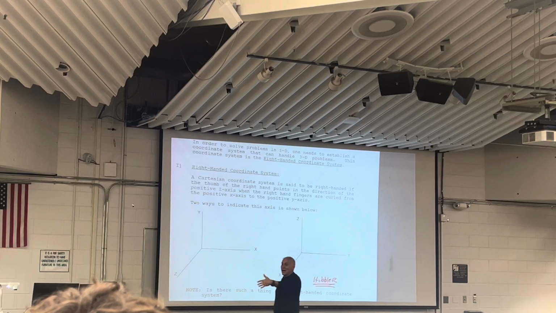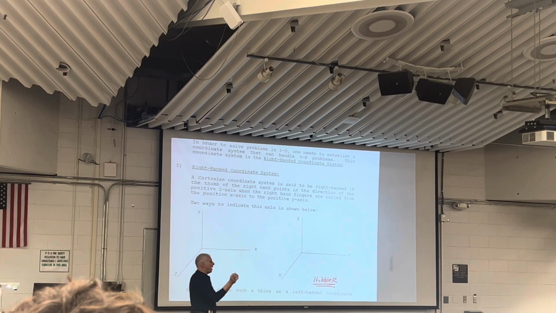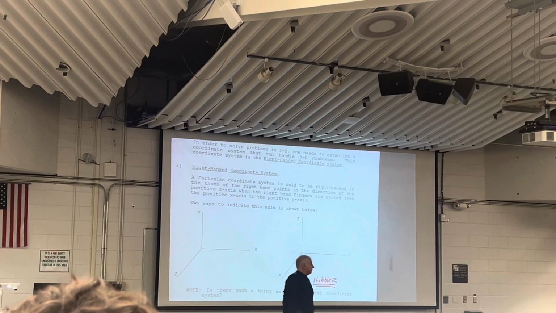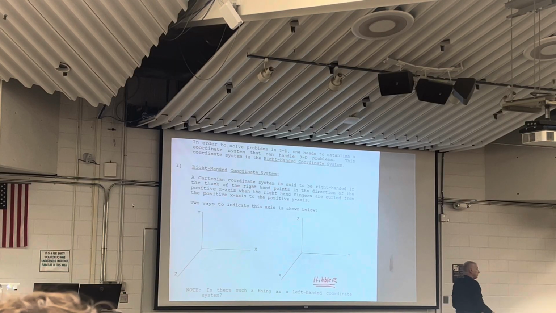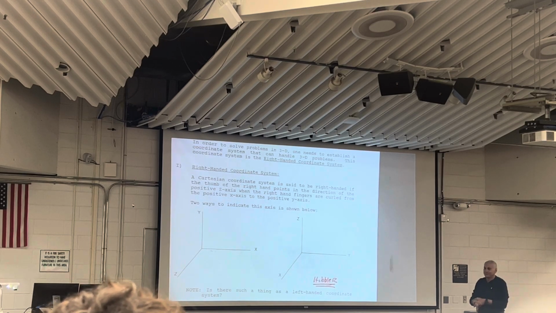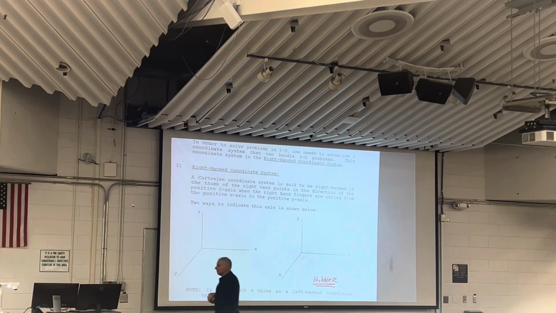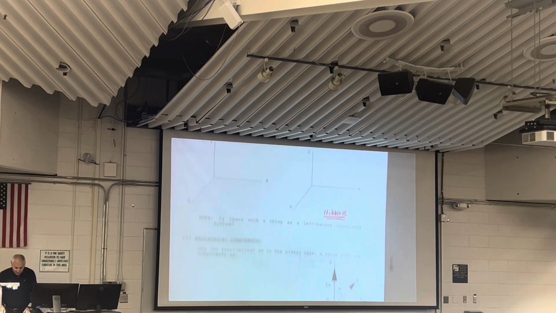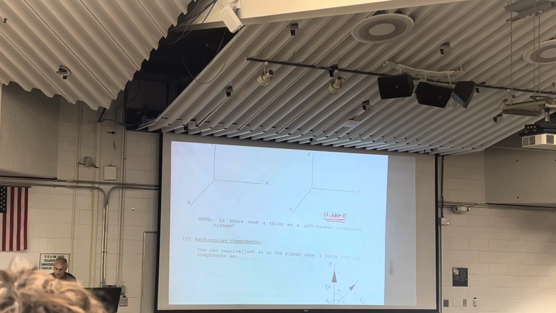Usually on a quiz, I give you a coordinate system. True, false. This is a right-handed coordinate system. And you have to tell me whether it's true or false. Now, why am I making such a big deal of this? Well, in order to establish directional sense, we human beings have decided there's two ways to do it.